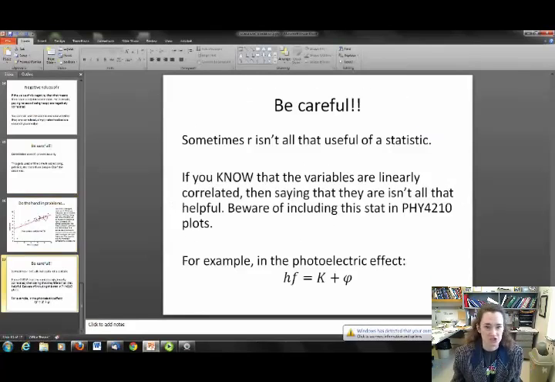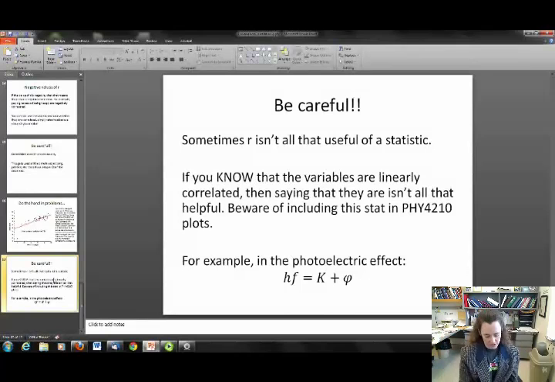Another thing that I want to caution you about is that sometimes the linear correlation coefficient isn't all that useful of a statistic. I see this all the time in Physics 4210 and senior seminar. Students will do an experiment and they'll do a linear fit for their data, and they'll put that correlation coefficient value up there like it's something to be used and thought about, and wow, that's interesting. No, no, no. Okay, not necessarily.